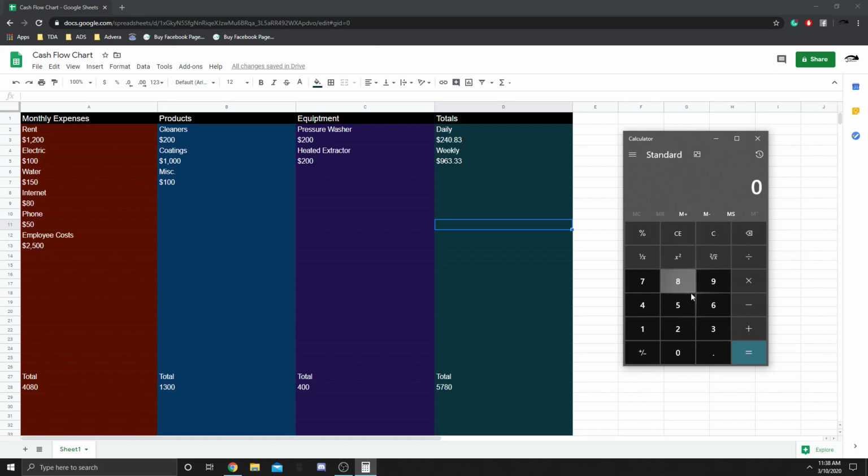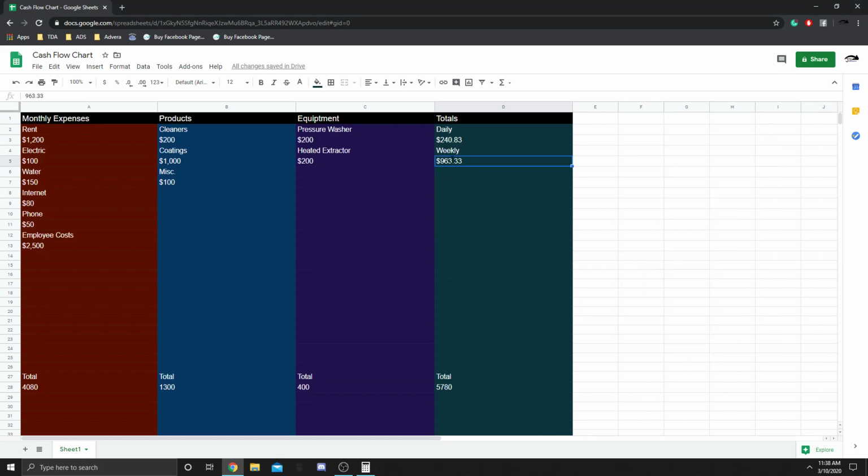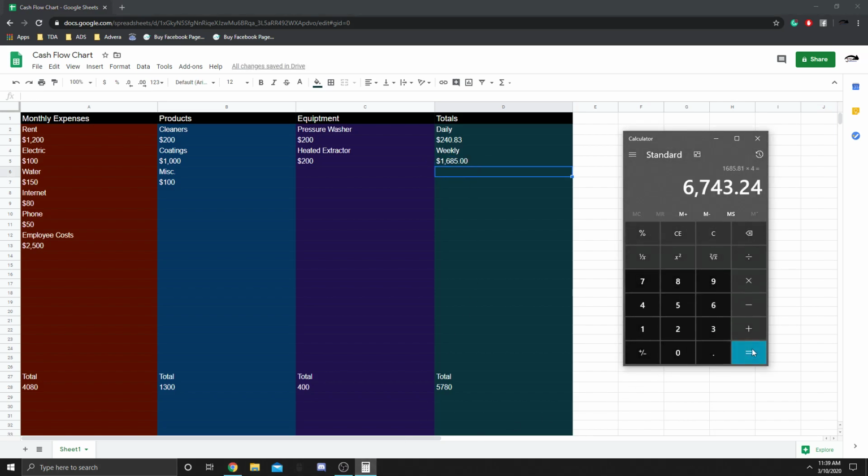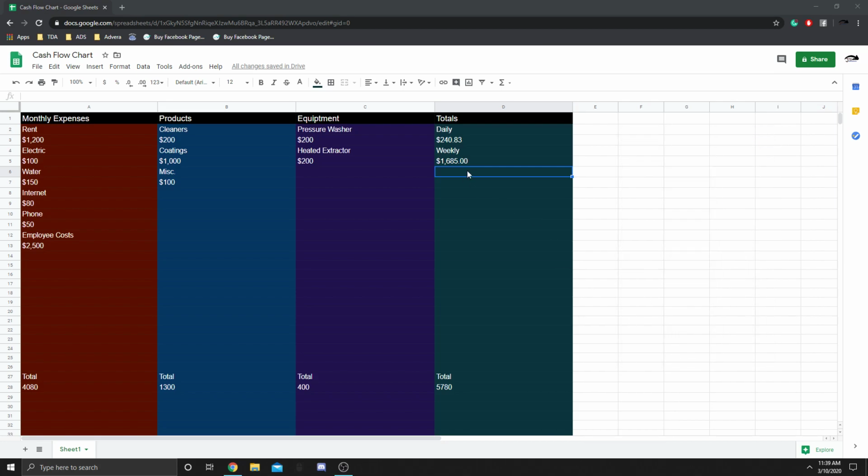So what we should do is 240.83 times 7, 1685. Yep. I must have messed up this number somehow. And that times 4 is going to be high. So we just want to leave this monthly off because we're only doing 24 days and not 28. So it's going to add extra costs there, or 30. So we only want to track how much we need to make weekly and daily.